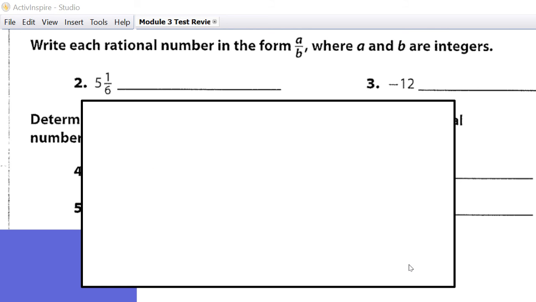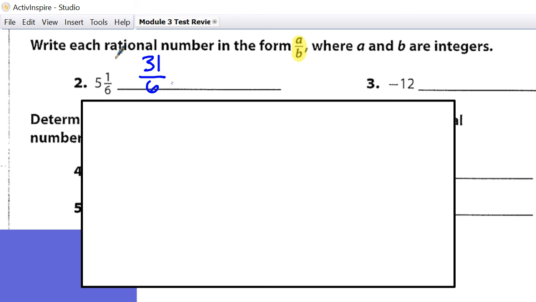So the next set says write each rational number in the form of a over b, where a and b are integers. So look at the first one, 5 and 1/6. A lot of kids look at that one and say that is in the form of a fraction. But if you look at this, what I need in the form of this fraction right here, if you look at a over b, I need a numerator and a denominator. So I can't have that whole number there. So how can I make 5 and 1/6 into a fraction? Well, it's simply just make it into an improper fraction. So I would go 5 times 6 is 30. Plus 1 is 31. The answer to this one is 31/6. Now I have just a numerator and just a denominator.